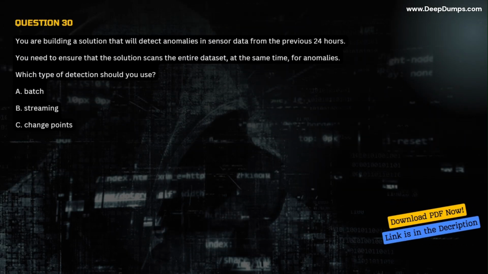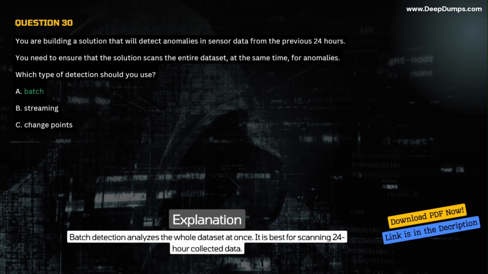Question 30. You are building a solution that will detect anomalies in sensor data from the previous 24 hours. You need to ensure that the solution scans the entire dataset at the same time for anomalies. Which type of detection should you use? A. Batch. B. Streaming. C. Change points. Correct answer A. Batch. Explanation. Batch detection analyzes the whole dataset at once. It is best for scanning 24-hour collected data.